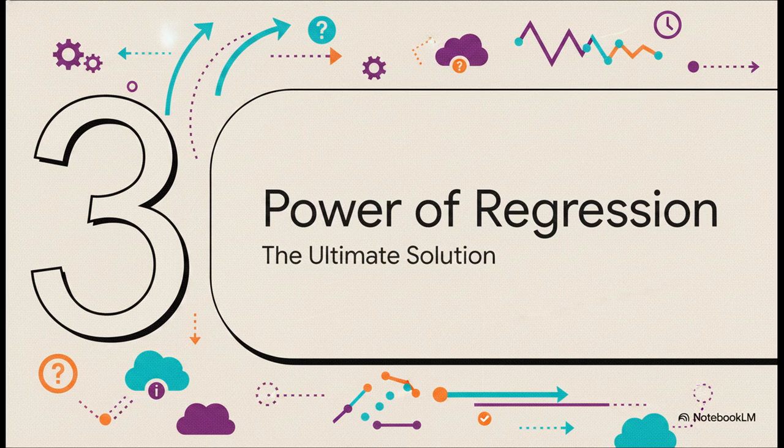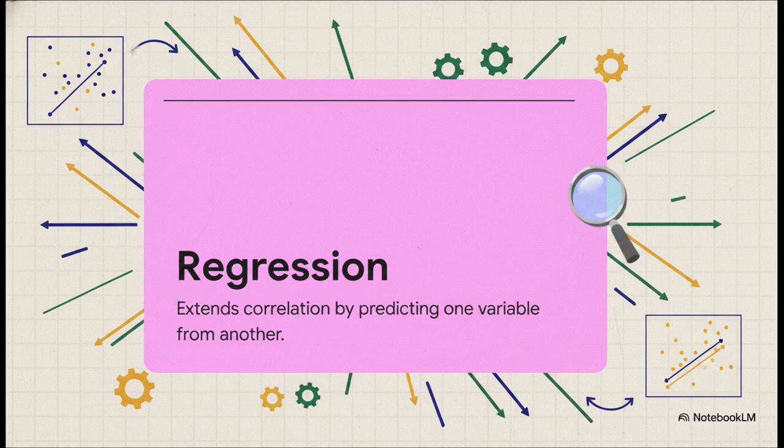The ultimate solution. Regression extends correlation by predicting one variable from another. Notice how naturally that flows. It absolutely does not replace correlation. Instead, regression is a direct logical extension of the exact concepts we literally just covered. Once correlation proves to us the strength and direction of a relationship, regression grabs the baton. It hands us the incredible analytical power to say, hey, because I know the exact value of variable A, I can confidently and mathematically predict the value of variable B.